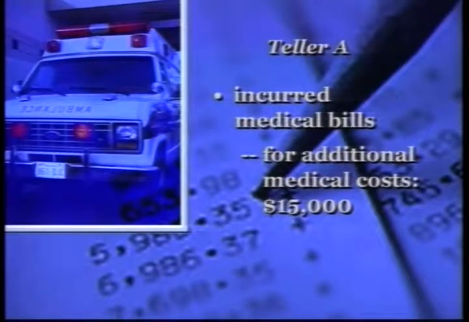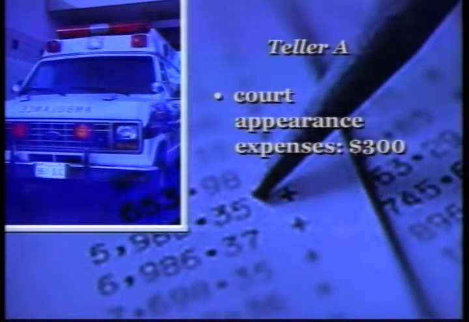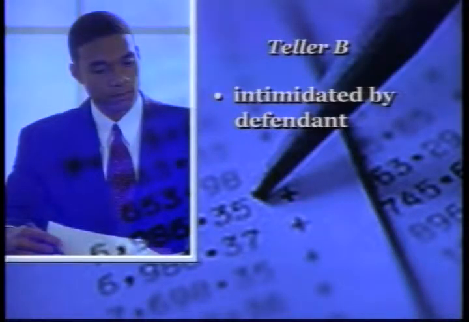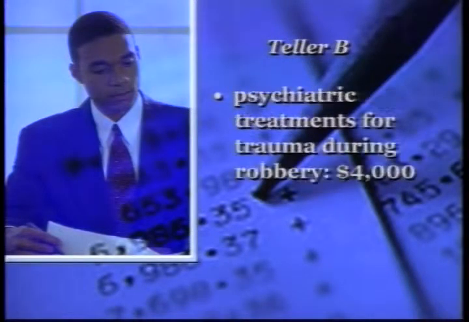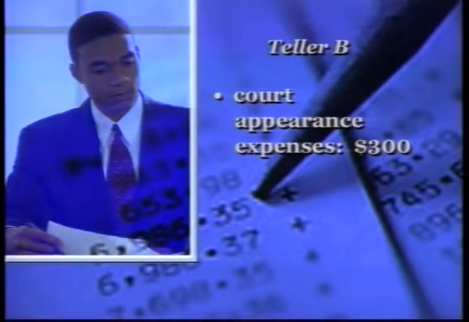Teller A also missed work as a result of the medical treatments, and the salary paid to her by the bank while on sick leave was $800. In addition, Teller A had expenses of $300 related to court appearances. The second bank employee, Teller B, was intimidated by D as D ordered him to open the teller drawer. As a result of the psychological trauma, Teller B required $4,000 in psychiatric treatments. He missed no work, but like Teller A, spent $300 for court appearances.